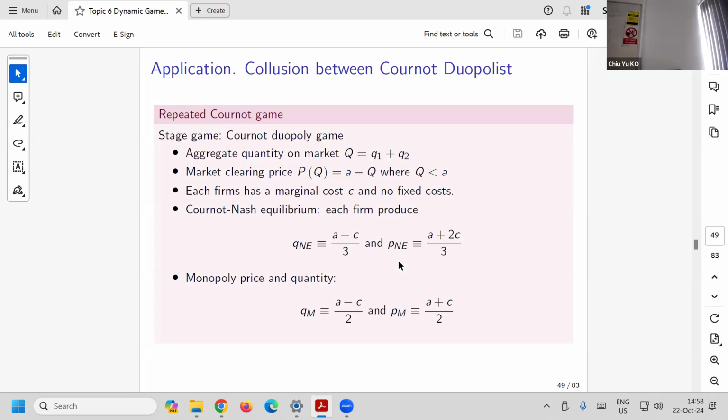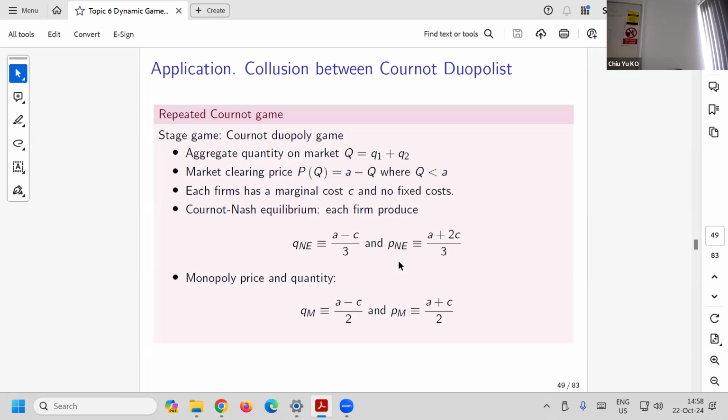So here we have a Cournot duopoly. It's very simple. Two firms, Q1, Q2, and the market price is linear, P equals A minus Q, marginal cost C, no fixed cost, right? So you can easily solve for the Cournot Nash equilibrium. By now, you should know how to solve. Probably you'll see the assignment later once we finish this chapter. And you can figure out this Nash equilibrium gives you one third of A minus C, and the price will be like this, okay?